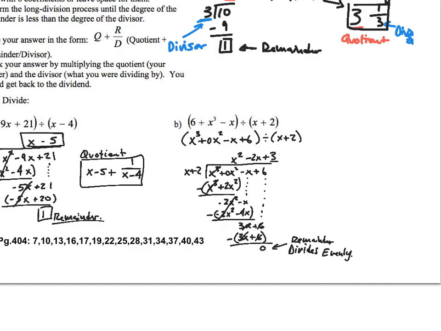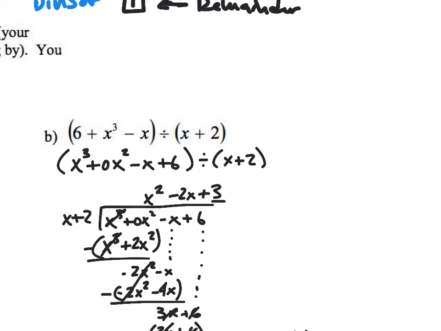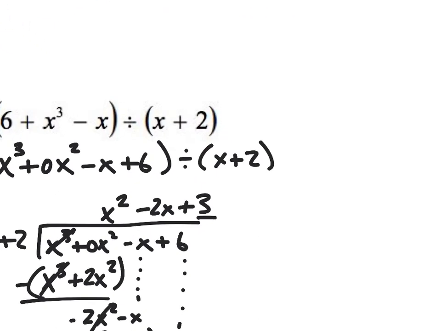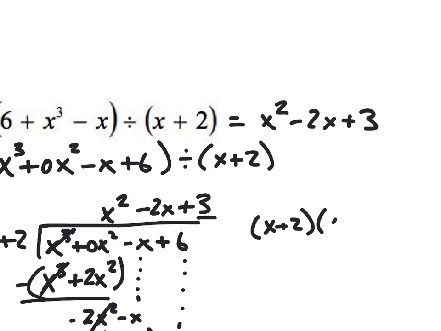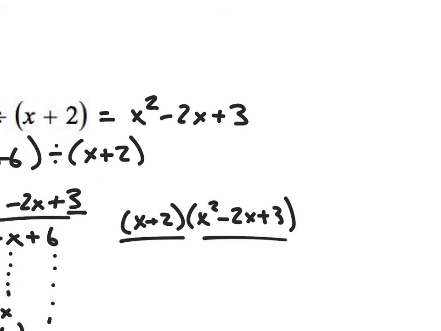Now let's talk about what this is. Let's write out my answer. Our quotient, once we do this division, is x squared minus 2x plus 3. Now let's talk about this for a second. Why are we doing this? It's a big question. If I were to check with multiplication, taking x plus 2 and multiplying it by x squared minus 2x plus 3, I will get what I started with: x cubed minus x plus 6. And that's the idea.